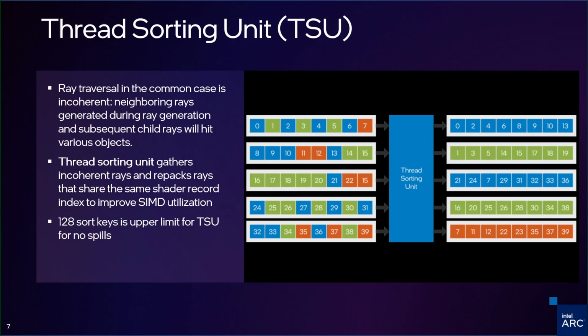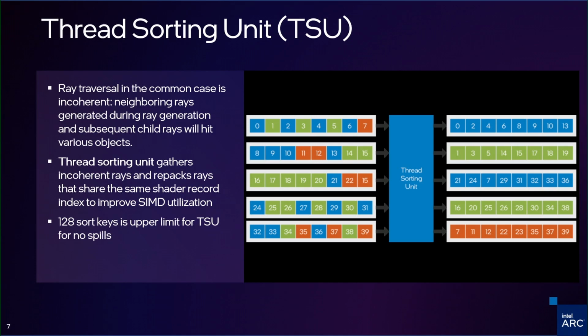So this is a nice representation. There's a picture on the right-hand side. And just to walk you through this, effectively, we have this unit that's called the thread sorting unit. And what this does is allow us to take a set of rays. So I want to take a step back. Our hardware unit was designed with incoherent ray tracing in mind.